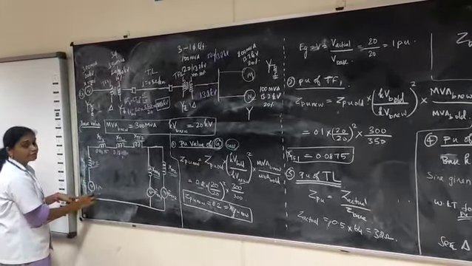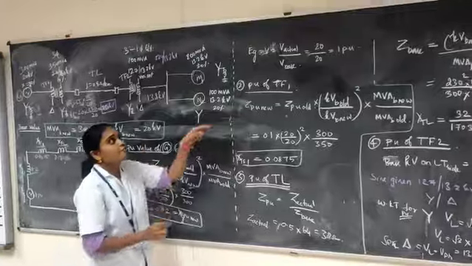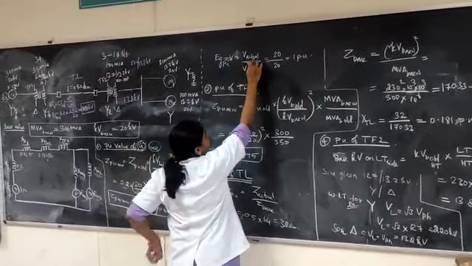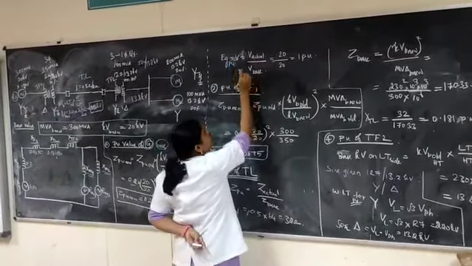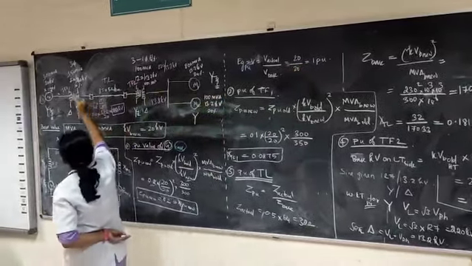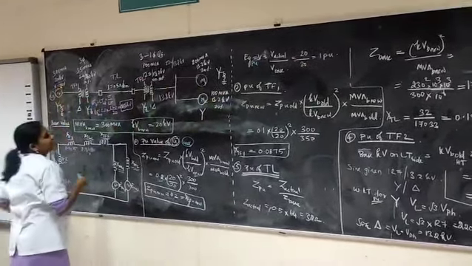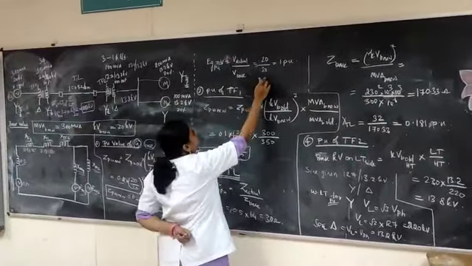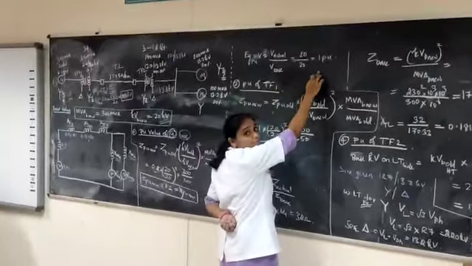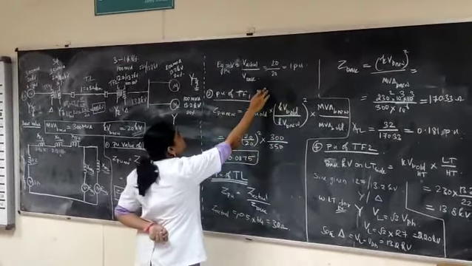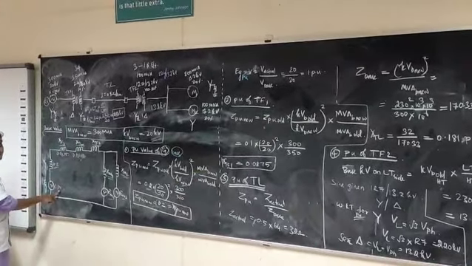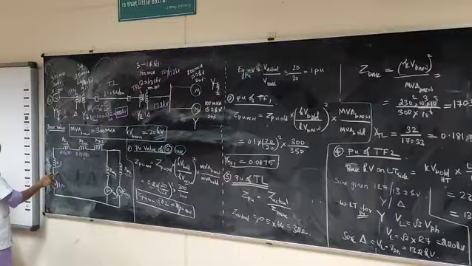Now, we have to calculate your EG. What is the formula for per unit value? E per unit is equal to actual by base, we already know. E is equal to V. The actual value of voltage is 20 kV, as given here. So, I have substituted it, divided by V base, which is 20 kV. So, 20 by 20 is 1 per unit. This EG value I have written here as 1 per unit. So I have completed the generator part.